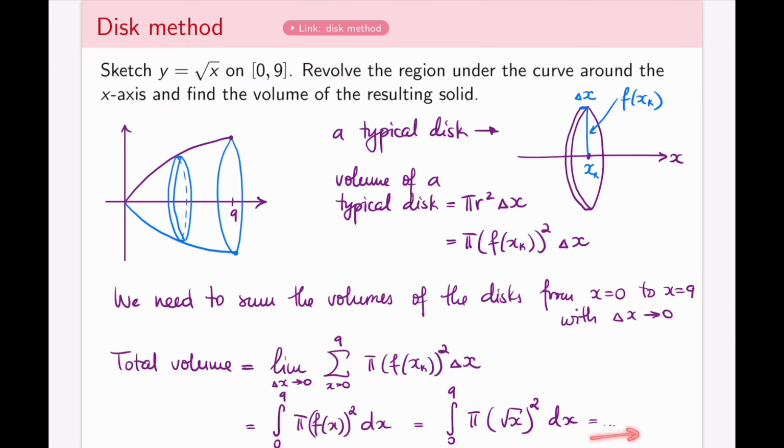I encourage you to finish this off, but the idea is that with these volume problems, the hardest thing is to set up the integral. The evaluation of the integral is usually fairly straightforward. So let's try to do this again, but on a different shape.